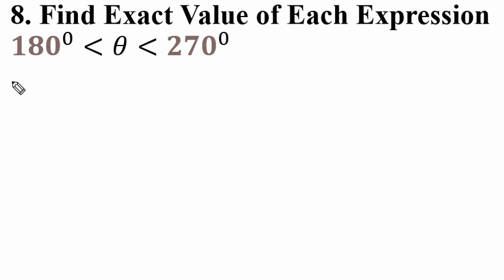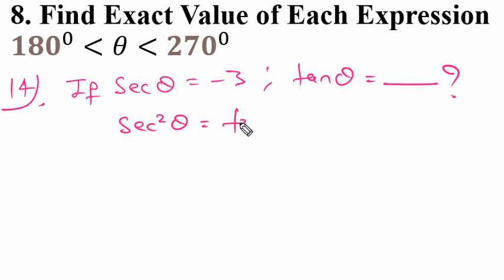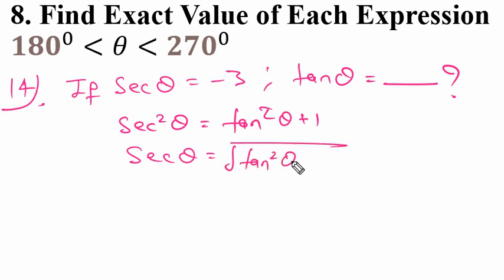Okay, question number 14. If secant theta is negative 3, find tan theta. So what is our trigonometric identity? Secant square theta is tan square theta plus 1. You can write it vice versa, no problem. Let's start. Secant theta is the square root of tan square theta plus 1.